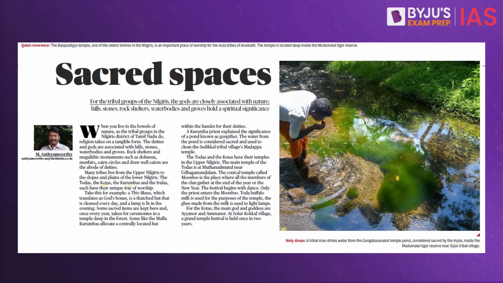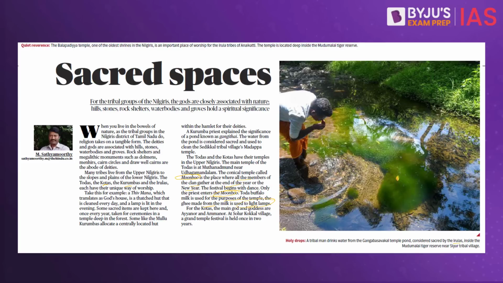The article further makes a mention of sacred spaces. What are these sacred spaces? The conical temple that we have is called the Moonbu. It is the place where all the members of the clan gather at the end of the year for the new year. The festival begins with a dance. Only the priest enters the Moonbu. Toda buffalo milk is used for the purpose of the temple. The ghee made from the milk is used to light lamps as well.